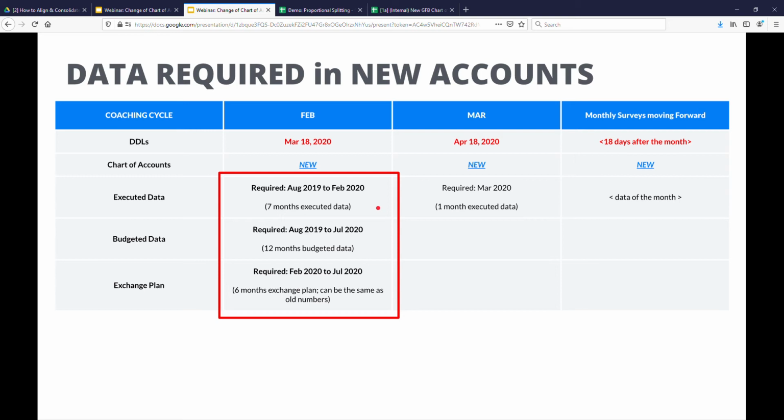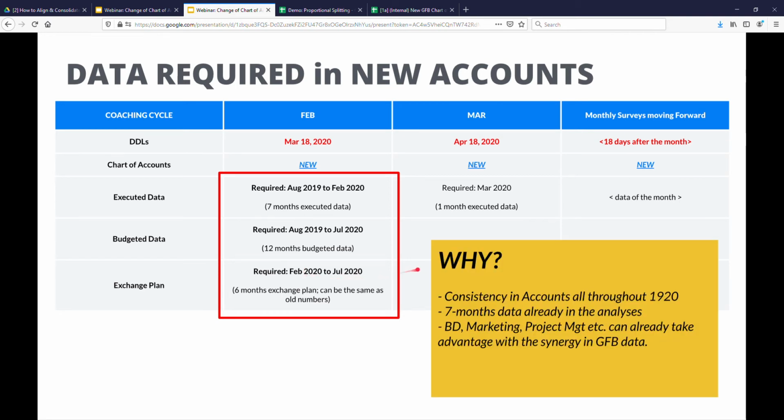But if there is something wrong with your accounting, you can always contact us. Just take note that by the February survey, this is going to be a lot of data to submit: 7 months executed data from August to February, 12 months budgeted data adjusted to the new chart of accounts from August to July, and then the exchange plan will just be the same format. If you change your exchange plan from 6 months forward, then you can change those numbers.